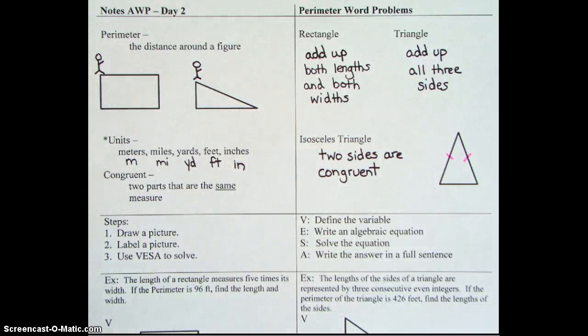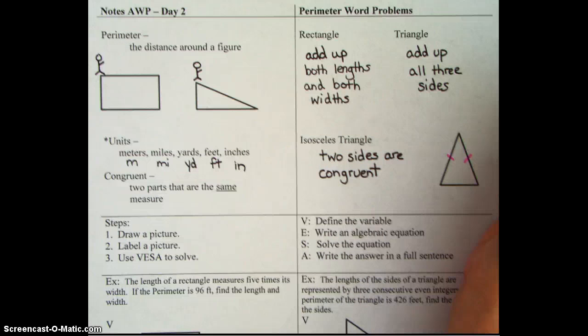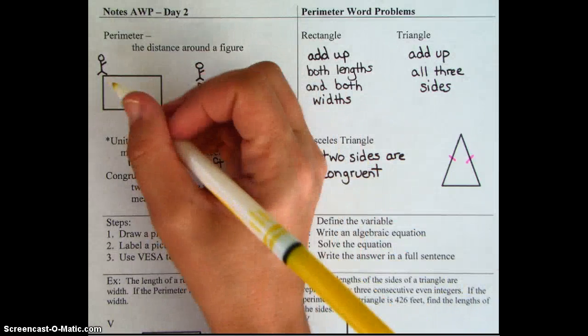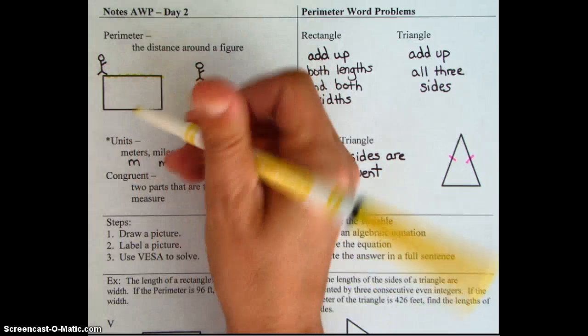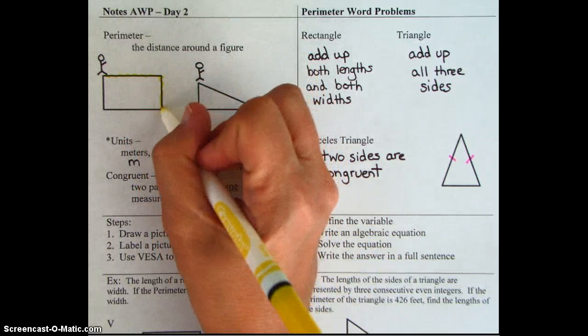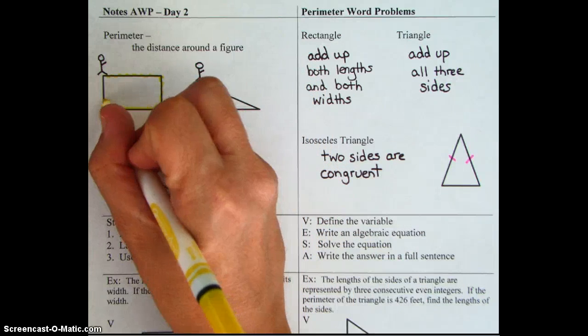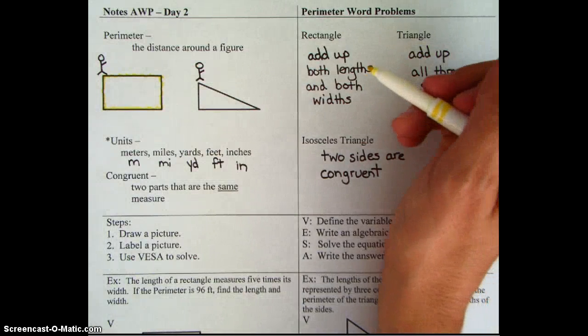Today's lesson is on perimeter problems. Perimeter is defined as the distance around a figure. So if we start in the top left corner, we would be crossing the width, the length, another width, and another length to get back to where we started.